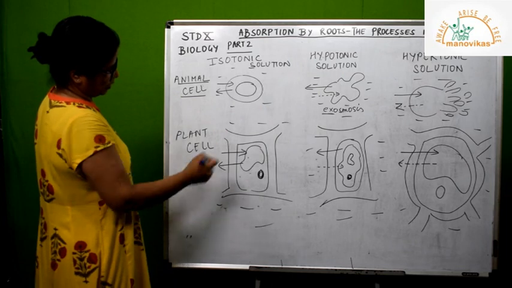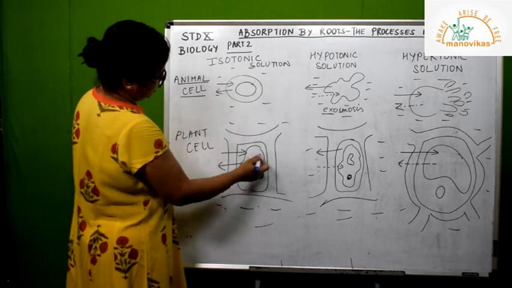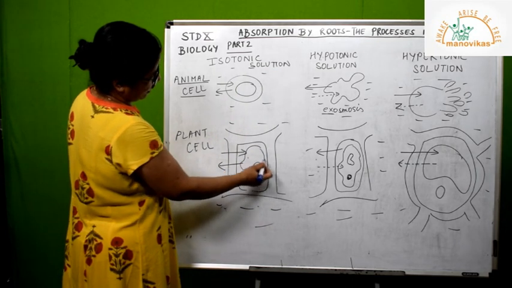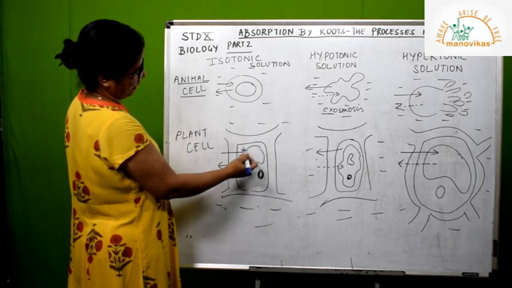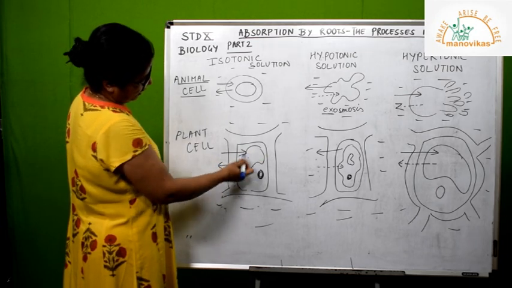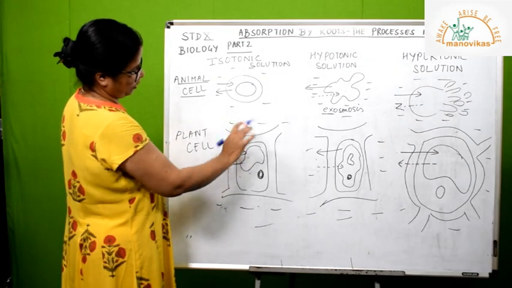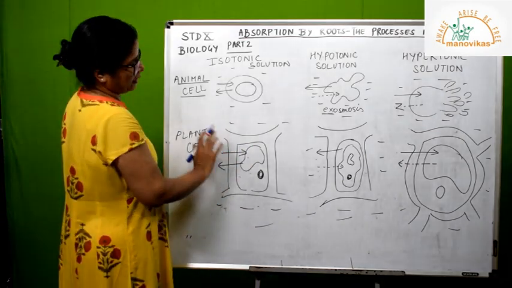Now look at the plant cell, what is happening. In an isotonic condition, see the isotonic solution, the vacuole is so large, it is full of vacuolar sap. Entry and exit, amount entering, amount leaving is the same. Hence the vacuole is very full of sap, and it is in a balanced state.